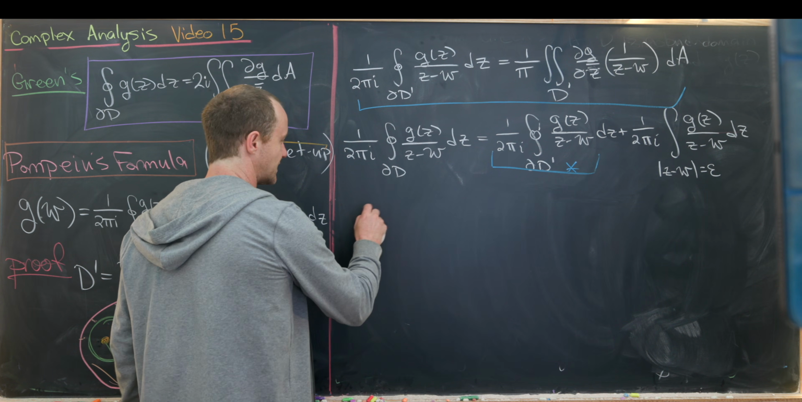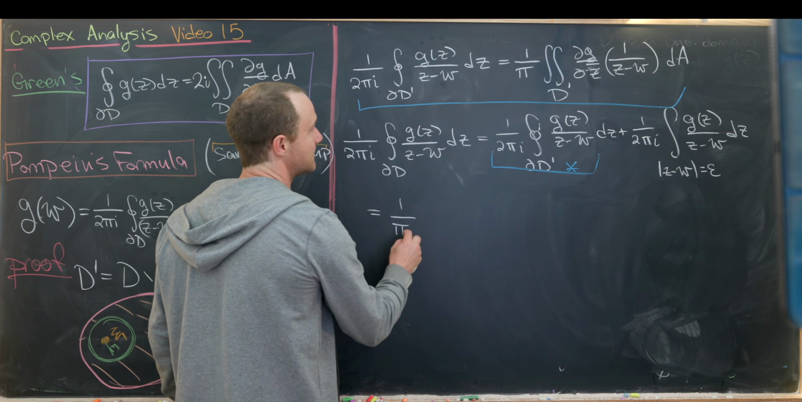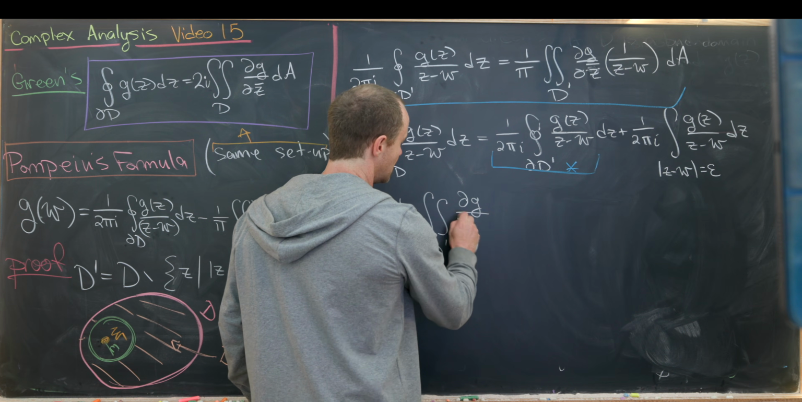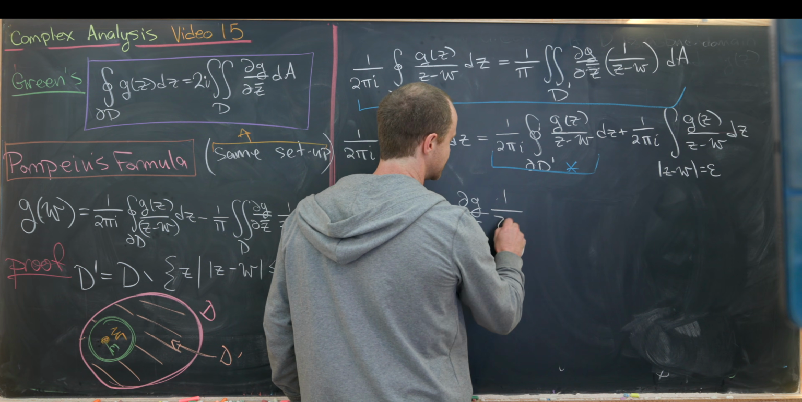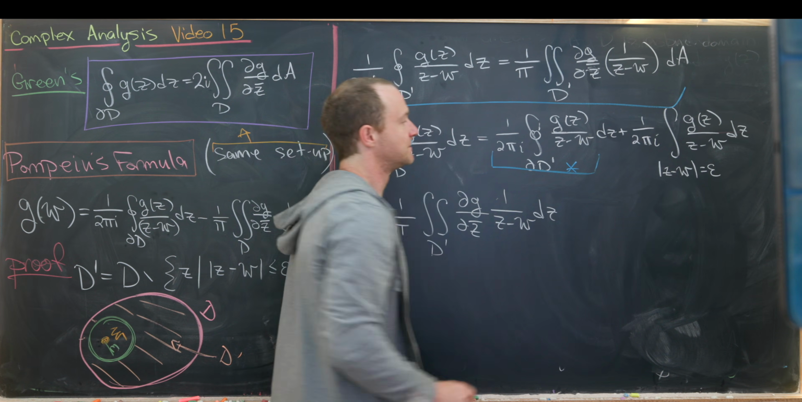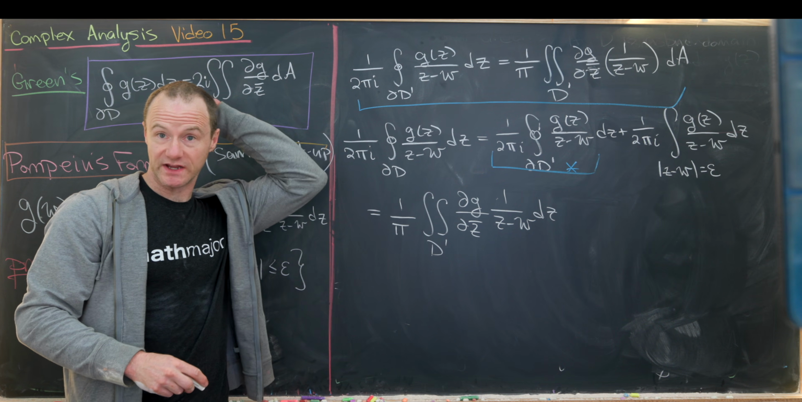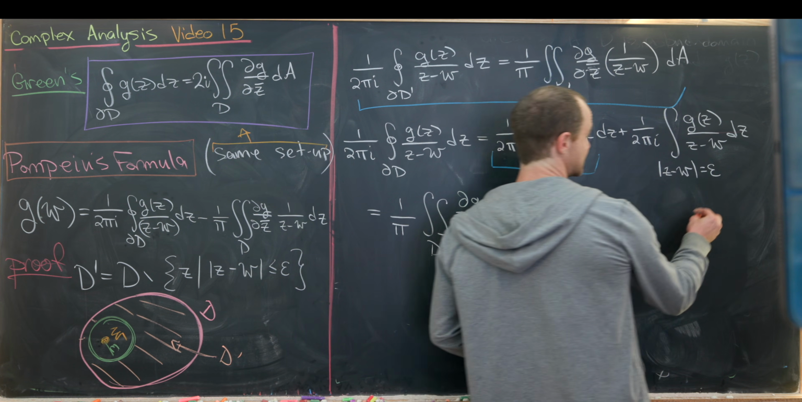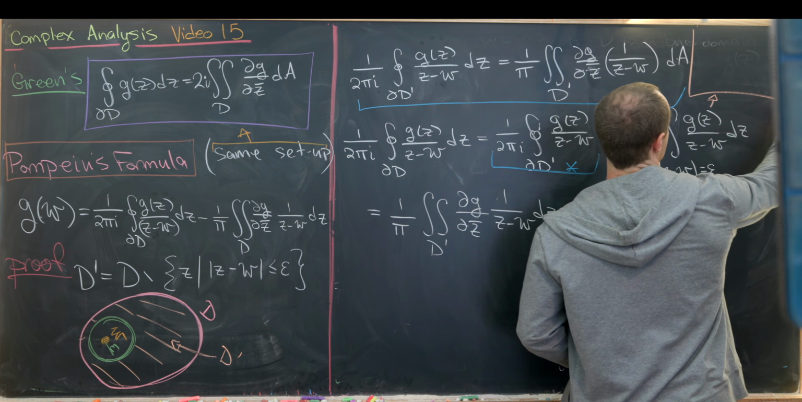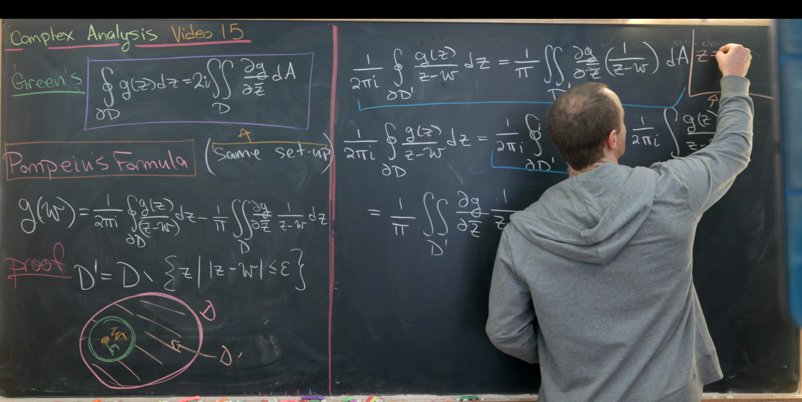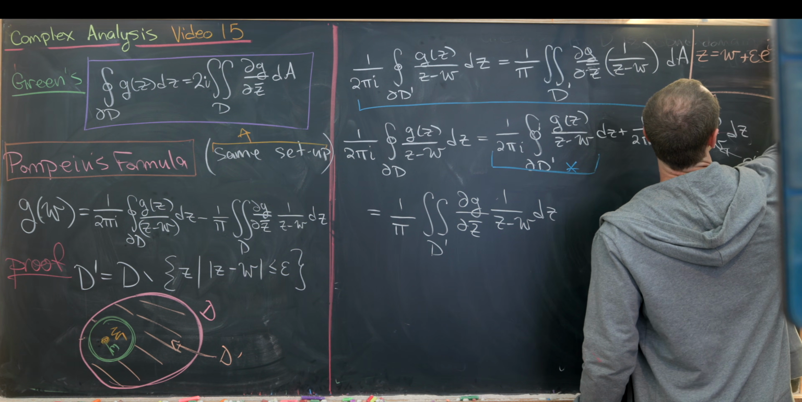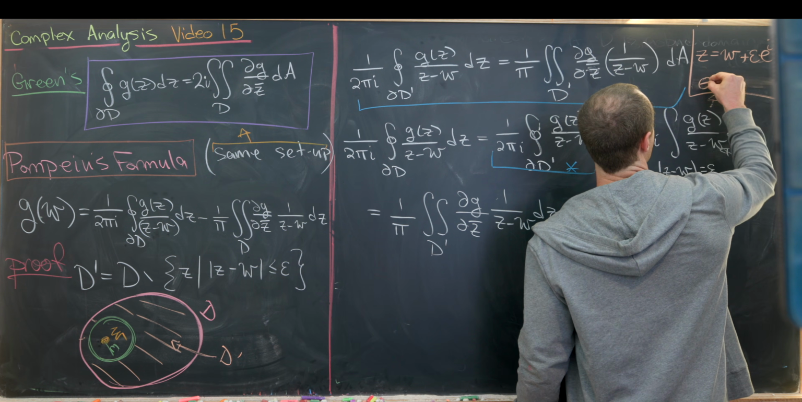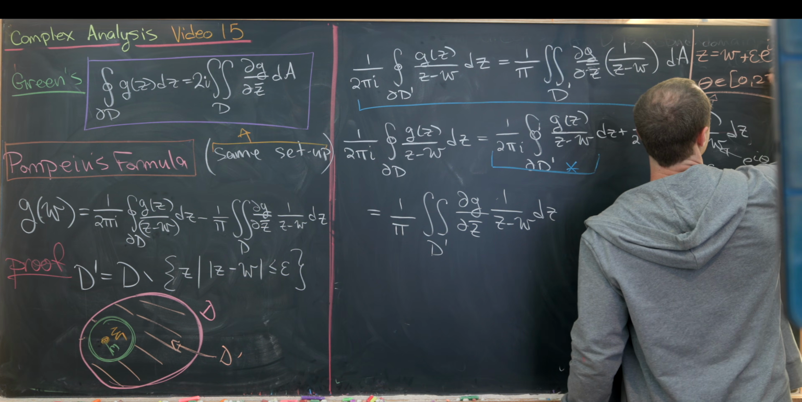So that allows us to rewrite this as 1 over pi, and then the double integral over D prime of the partial of g with respect to z bar, and then 1 over z minus w dA. And then we'll calculate that the old-fashioned way just by using a parameterization of that circle. So this is a fairly simple parameterization which we've used several times already. And that is z equals w plus epsilon times e to the i theta, because it's a circle centered at w with radius epsilon. And here my theta will come from 0 to 2 pi.